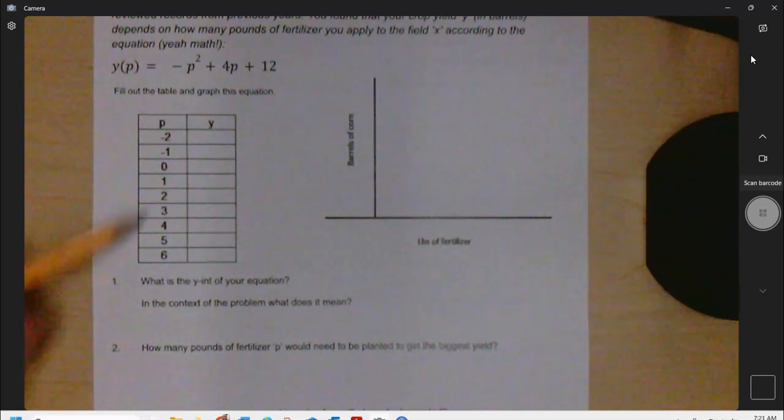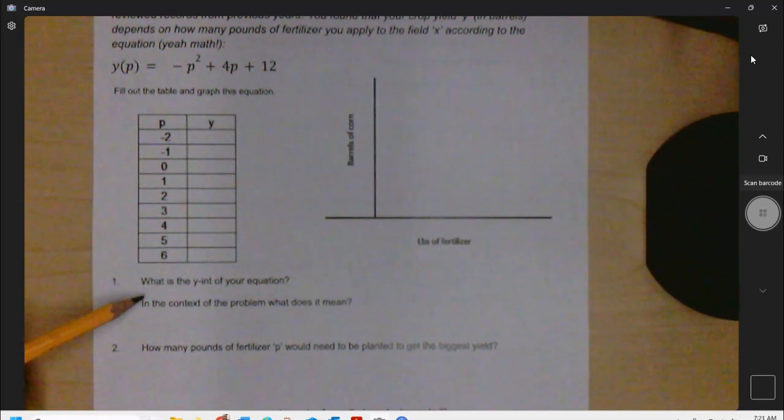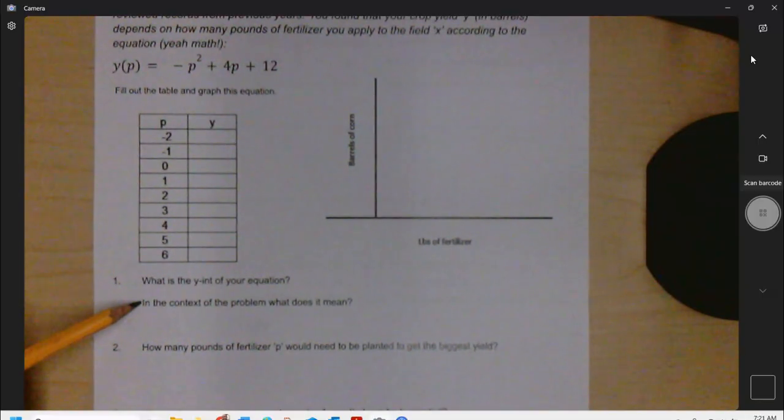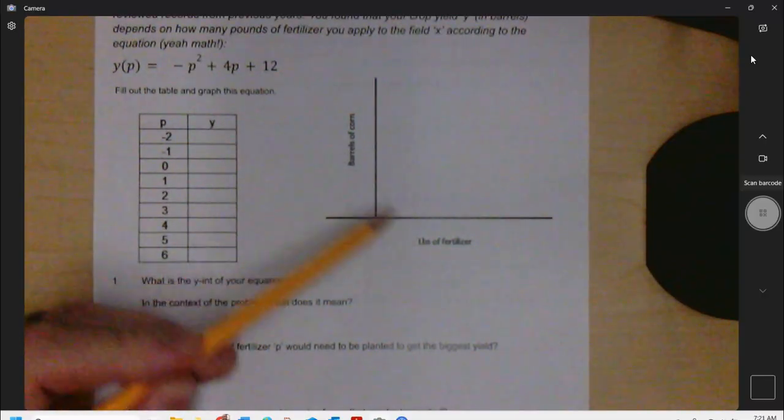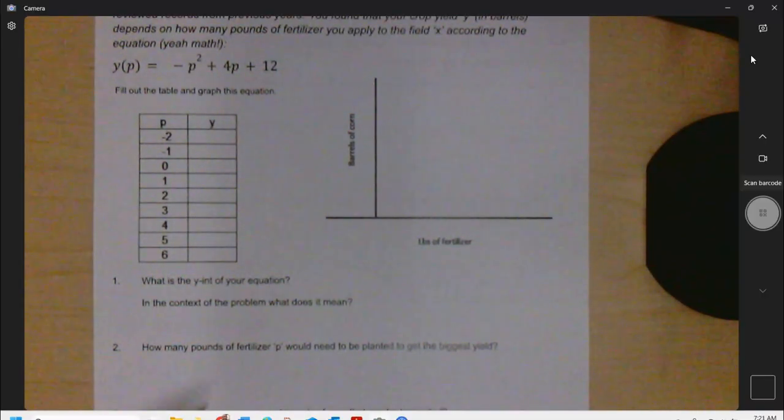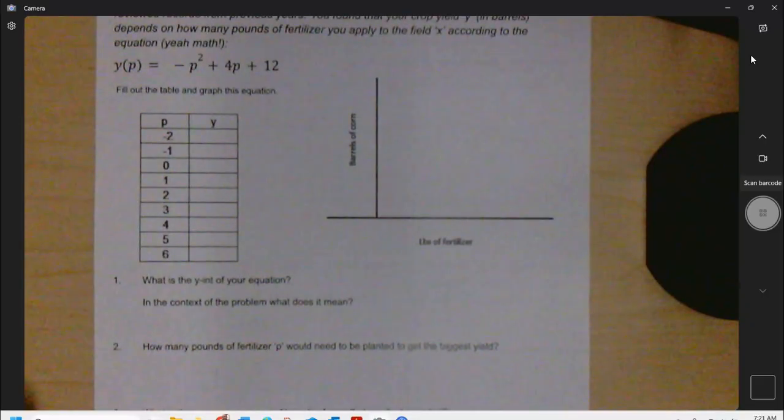So, whatever. Fill out the table, make sure you're using parentheses. What is the y-intercept of your equation? In context, when you talk about the context of a y-intercept, it's always when one of these is 0, what is the other one? And that's how I want you to reference it when you're talking about it in context. So make sure you handle that. The rest of them are pretty simple.